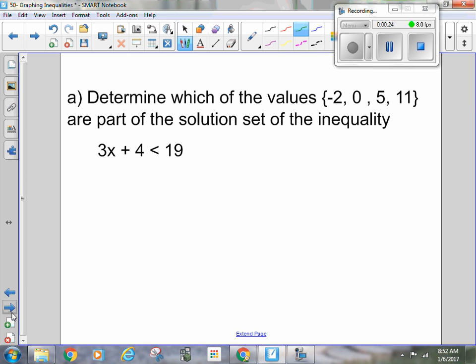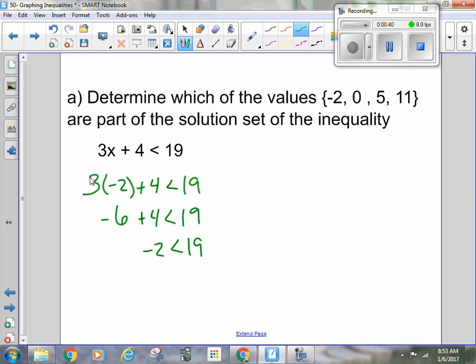So for example, my first one, I'm going to just plug -2 in place of x and see what I get for a solution. So 3 times -2 gives me -6 plus 4. Okay, and then -6 plus 4 is a -2. Is -2 less than 19? It is. So that makes -2 a solution. I want you to try it out with all the other three and see which of these other three works. They might all work, one of them, all of them, none of them. You just want to try them out.